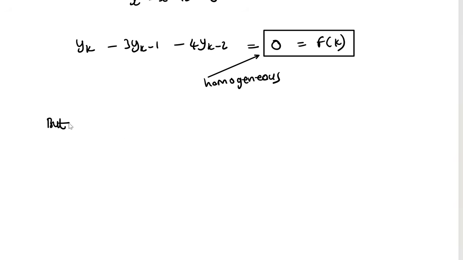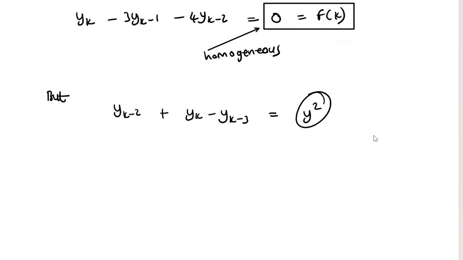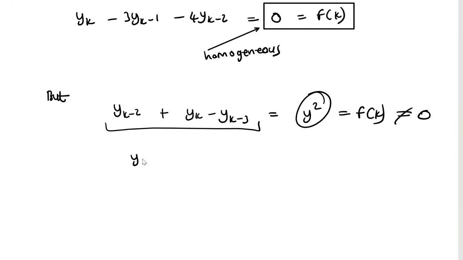But if we say y sub k minus 2 plus y sub k minus y sub k minus 3 equal to y squared, let's just say y squared. It can be anything this side, it doesn't matter. Now, this is your function in k, and it's not equal to 0. You can see that this difference equation, y sub k minus 2 plus y sub k minus y sub k minus 3, is not equal to 0. Therefore, that relation is non-homogeneous.